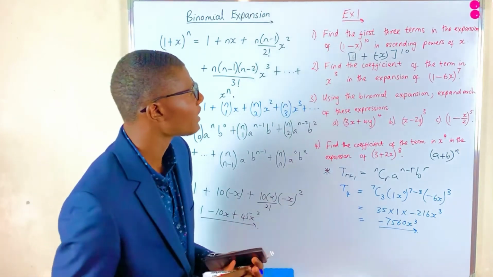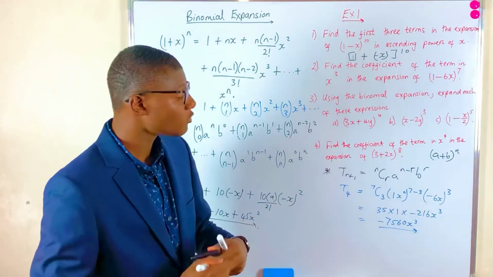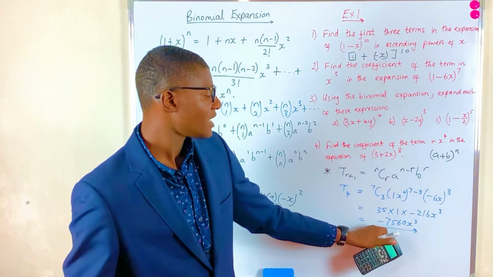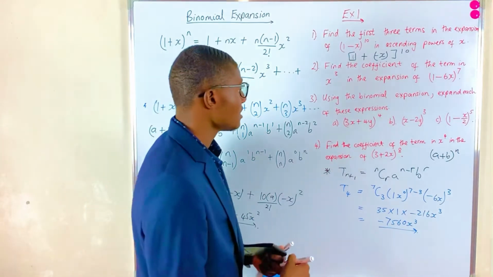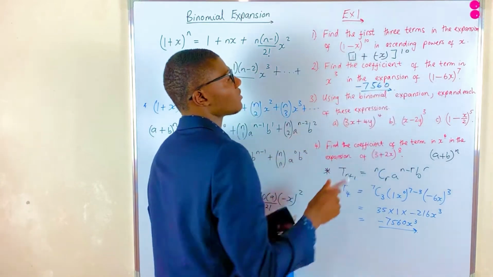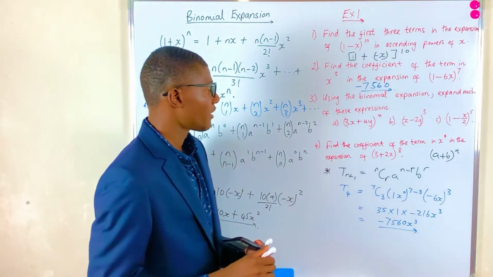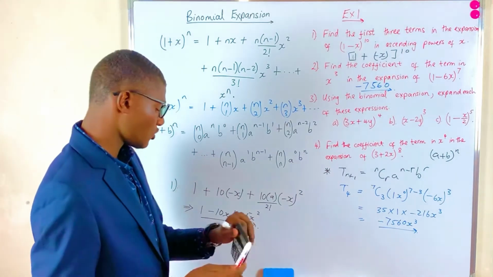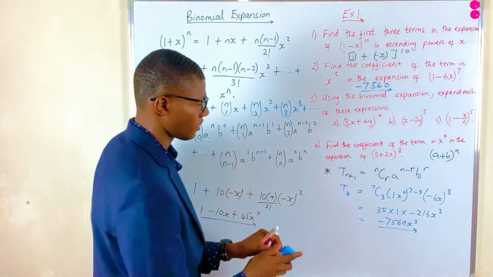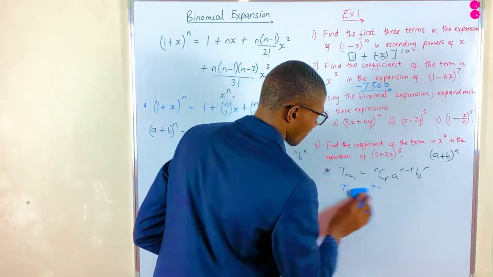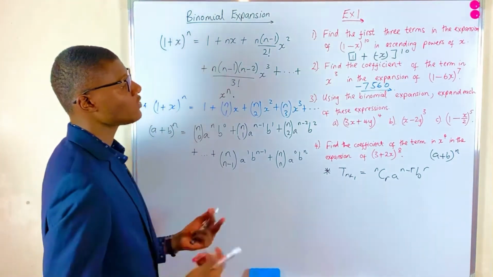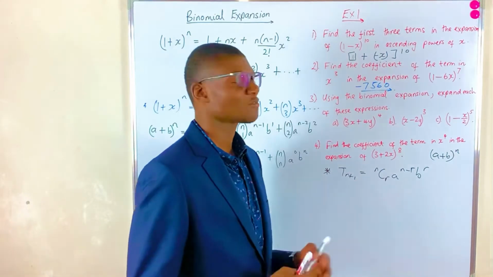But what do we want? What we want is the coefficient of this fourth term, and the coefficient is minus 7,560. That's the coefficient of the term in x to the power of 3. So this is for number 2. Now let's move on to number 3. Number 3 says, using the binomial expansion, expand each of the following expressions.